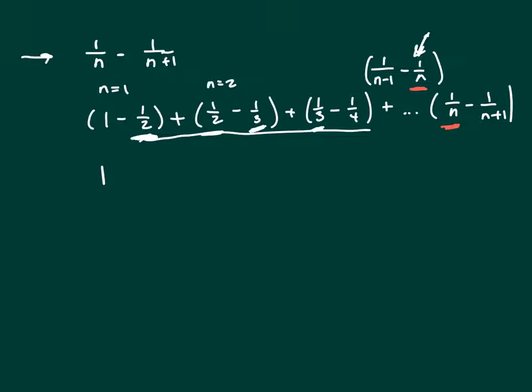So what am I left with? This term is going to cancel with the previous one, and now these two have canceled. So I'm left with 1 minus 1 over n plus 1.